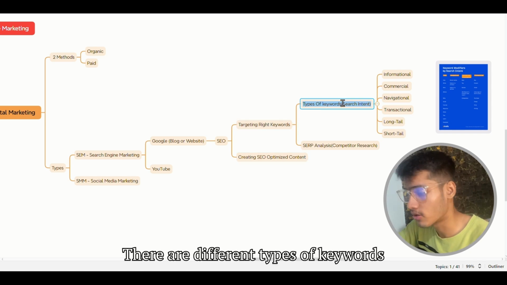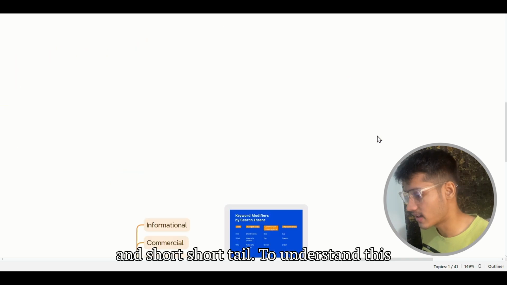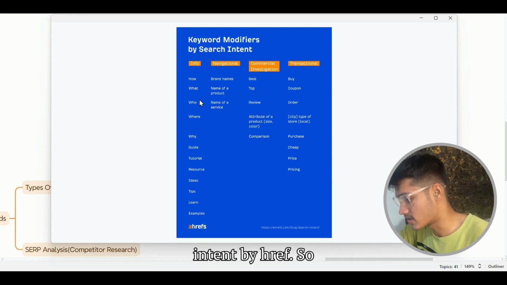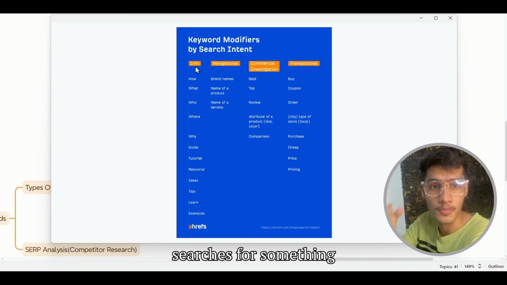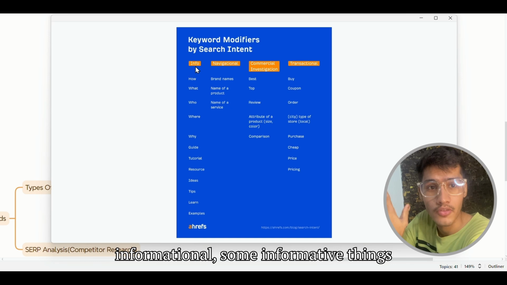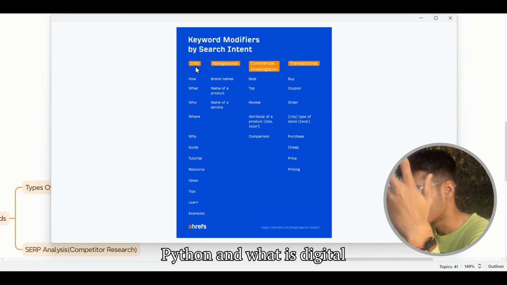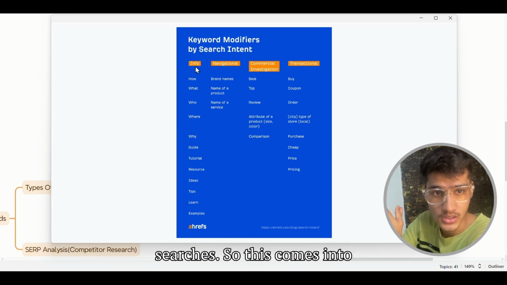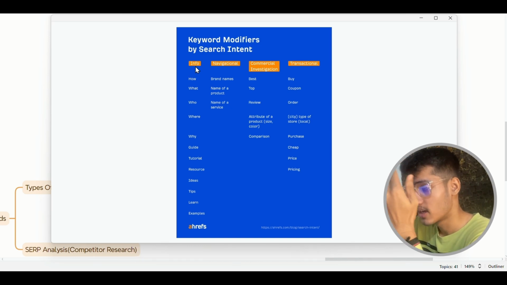There are different types of keywords like informational, commercial, navigational, transactional, long tail, and short tail. To understand this, here are the keyword modifiers by search intent by Ahrefs. Informational means whenever a user searches for something informative, like how to write Python code, what is Python, what is digital marketing, what is SEO. These are some of the informational keywords that users search.